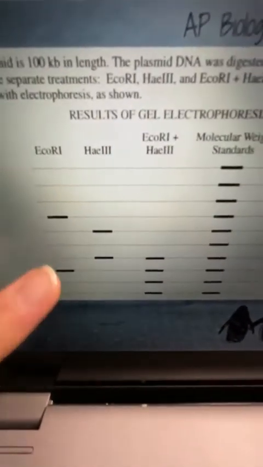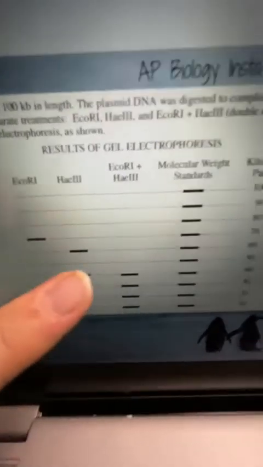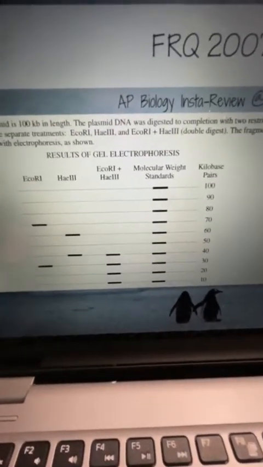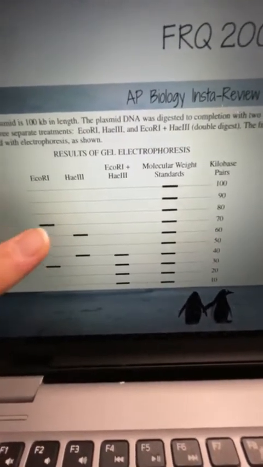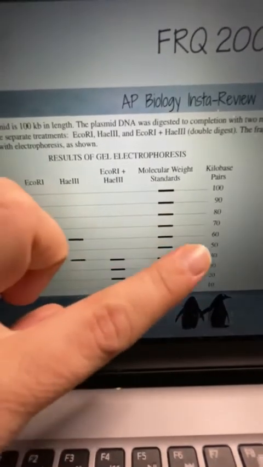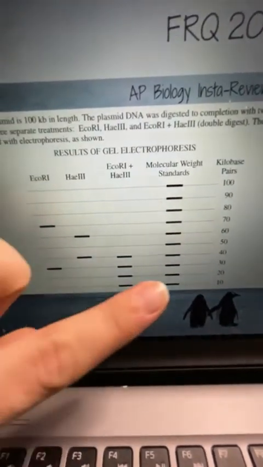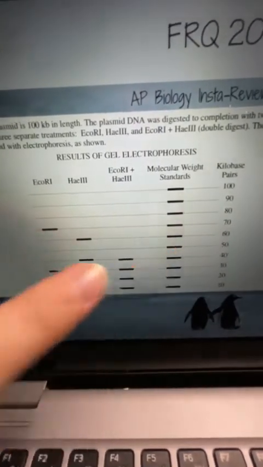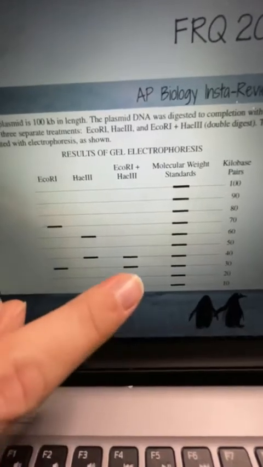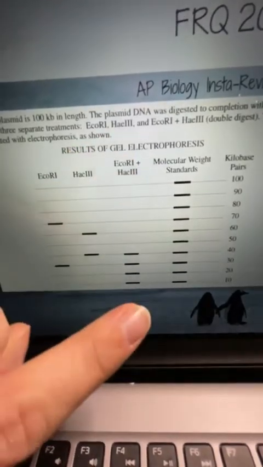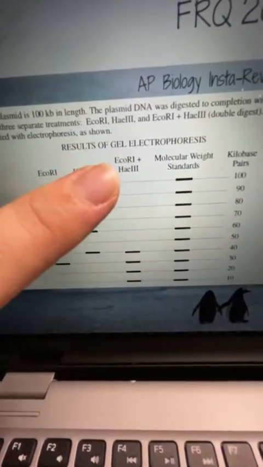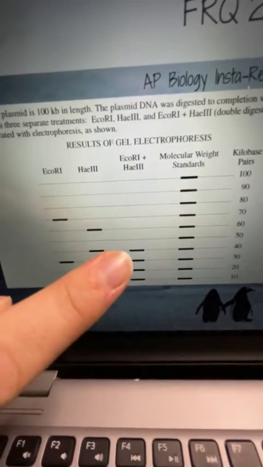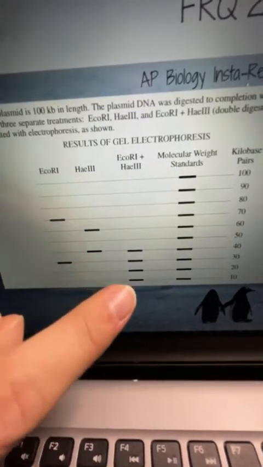So here we have the 2007 question. Okay, so you see that we have a gel electrophoresis. And so you can see that there's been these different fragments. So what they want you to do is figure out how large these fragments are. So Eco is going to be 70 long. And then it's also going to have a fragment that's 30 long. Hay is going to have a 60 long, and then it's going to have a 40 long. And then if I use a double digest, basically meaning that I use both of my restriction enzymes, then I'll have a 40, a 30, a 20, and a 10.